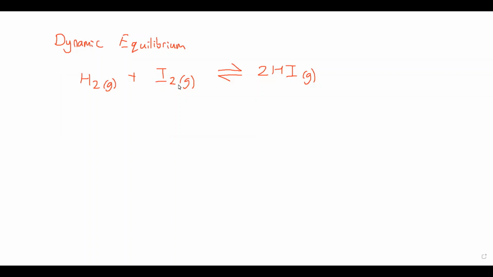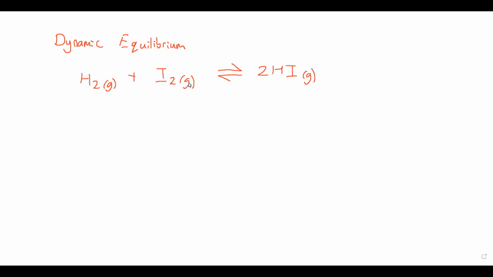Now, as this reaction goes on and we produce more of the hydrogen iodide, the likelihood that the hydrogen and the iodine will actually collide is going to get less and less. And that means that if you're less likely to get a collision, you're less likely to get a successful collision between the two, and the rate of the forward reaction will slow down.